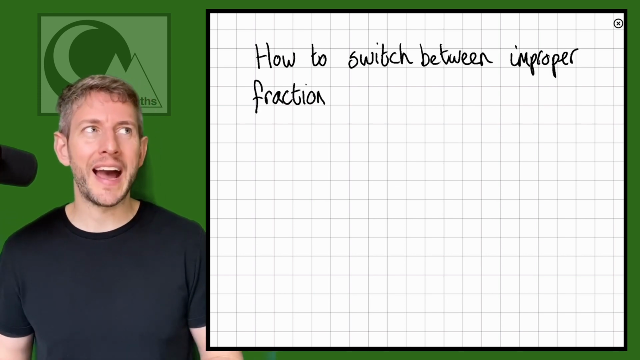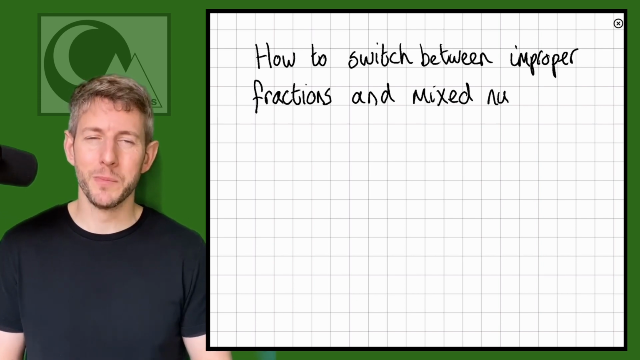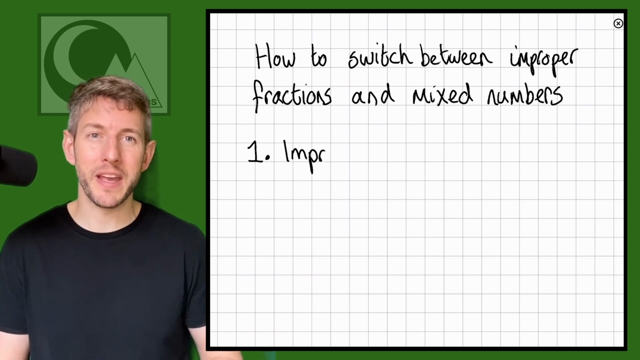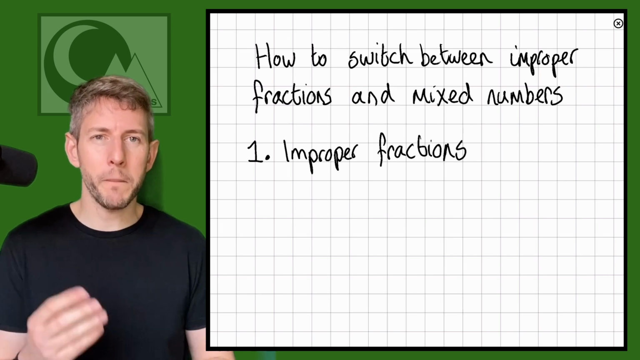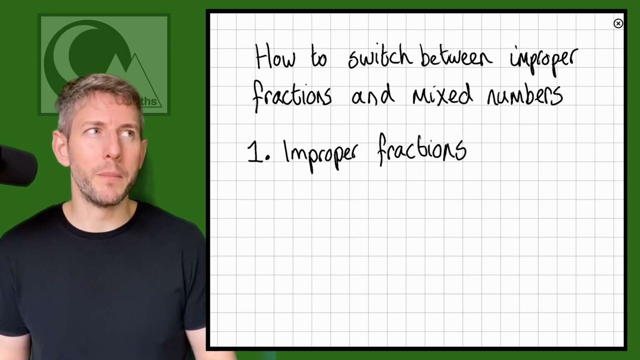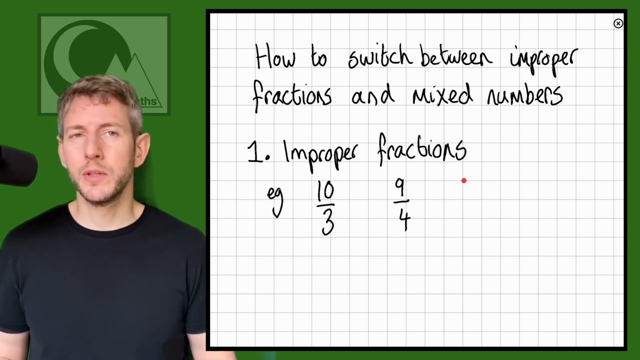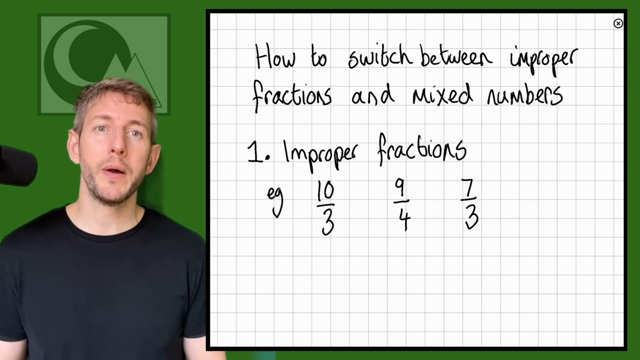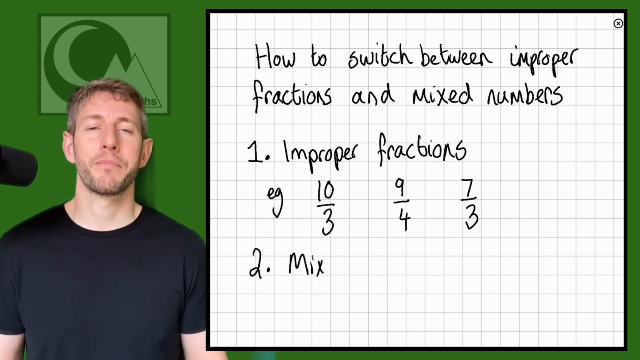And we are looking at how to switch between improper fractions and mixed numbers. So first of all, just to clarify what these two terms mean, improper fractions is any fraction where the top number is bigger than the bottom number. For example, we could have 10 over 3, 9 over 4, or 7 over 3. All of these are deemed as improper because the top number is larger than the bottom number.